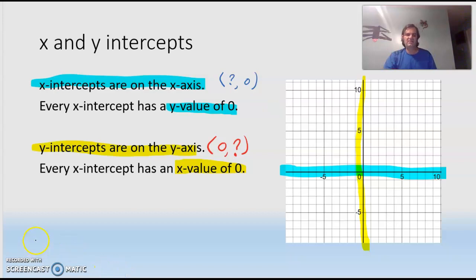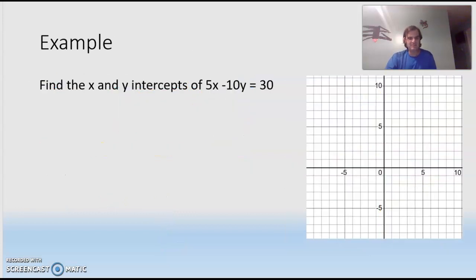So we've already found y-intercepts by plugging it into the y equals mx plus b. So if we put it in that form, we have the y-intercept. And basically that comes from letting the x be 0, so the mx disappears, so it's just y equals b. But let's take this idea that the y value has to be 0 for an x-intercept, and let's try this.